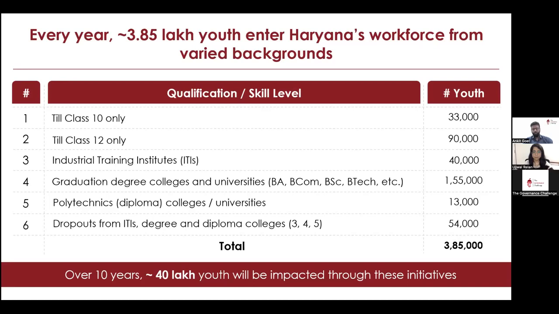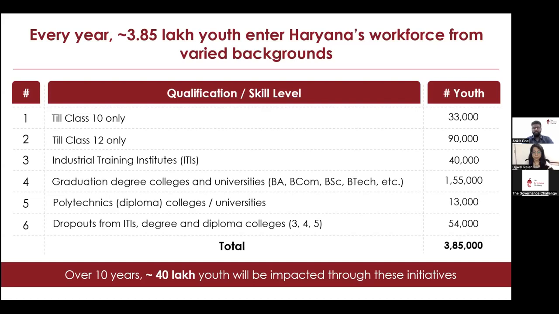Then we talk about people who have completed their 12th and then go on for higher education. So they go on to do BA, BCom, BSc, BTech courses and even master's courses as well, right? That is a huge chunk. That is a larger number of 1,55,000 people who complete these kind of higher education courses and then join the workforce. Diplomas is a smaller number of around 13,000. And there is a dropout from all of these institutes, right? All of these higher education colleges. So people going to ITIs or degree or diploma colleges, they also tend to drop out sometimes in between. And that is again a sizable chunk of 54,000.